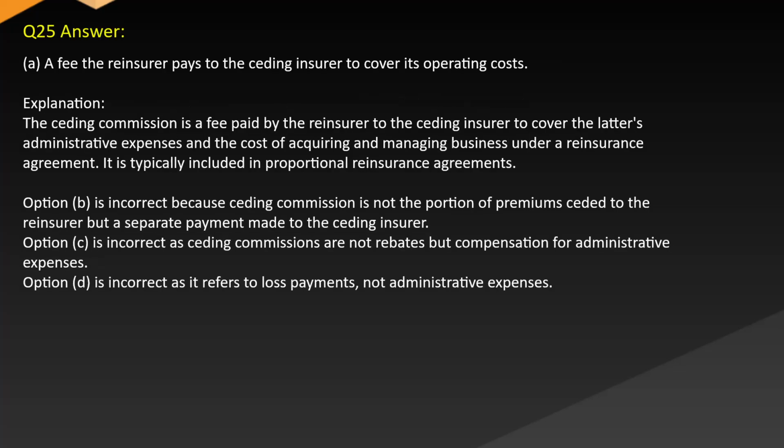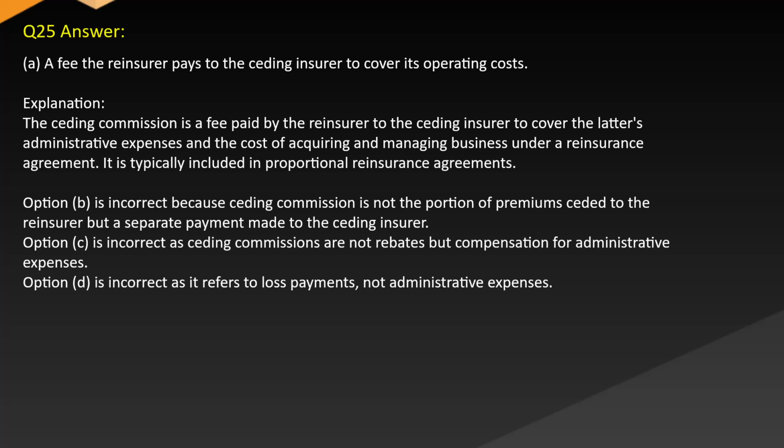Answer: A. A fee the reinsurer pays to the ceding insurer to cover its operating costs. Explanation: the ceding commission is a fee paid by the reinsurer to the ceding insurer to cover the latter's administrative expenses and the cost of acquiring and managing business under a reinsurance agreement. It is typically included in proportional reinsurance agreements.